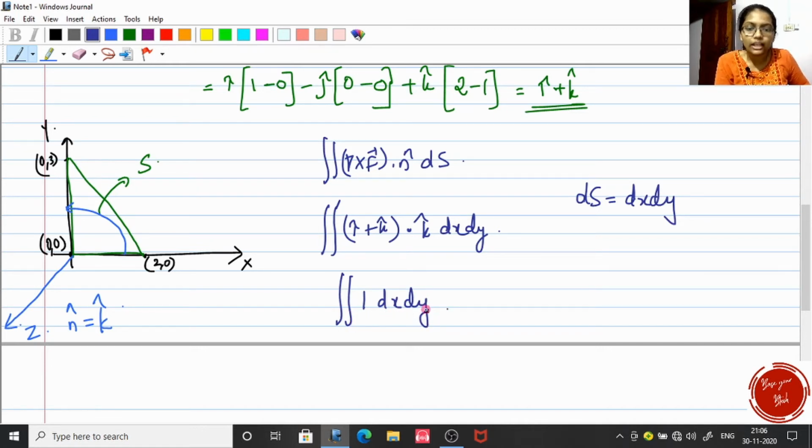Now we have to integrate it. I have done a video showing the double integration method. So for dy, y ranges from 0 to 3. And what about the x variation? For that, we have to draw a horizontal strip. I have discussed this in the previous video. We must draw a horizontal strip, and the left boundary becomes your lower limit and the right side boundary becomes your upper limit.